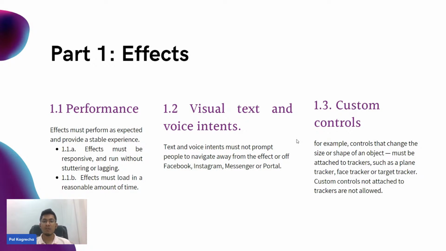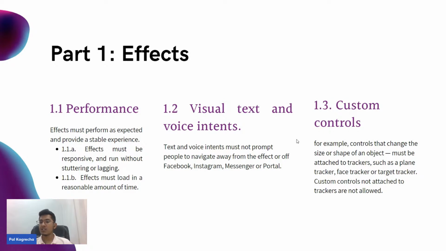The second point is 1.2, visual text and voice instructions. Visual text and voice instructions must not prompt people to navigate away from the effect or from Facebook, Instagram, Messenger, or Portal platforms. So whatever instructions you add, either audio or visual, they shouldn't prompt the user to navigate from their platform to somewhere else. You can't add something like 'add me on Snap' or any visual or textual way which makes the user switch to another platform. That's against the policy.